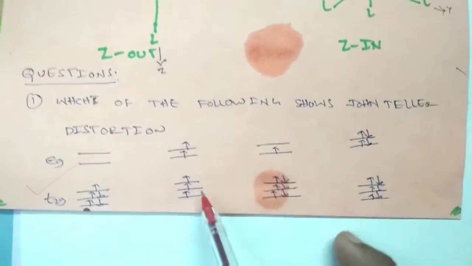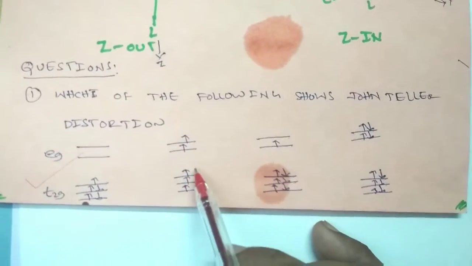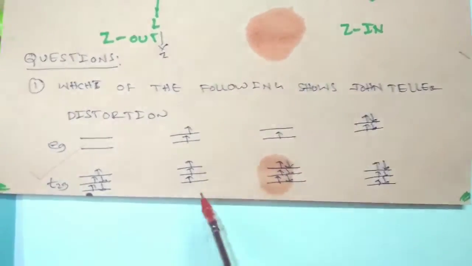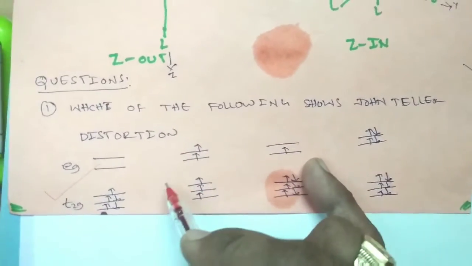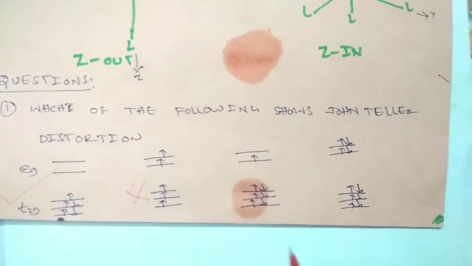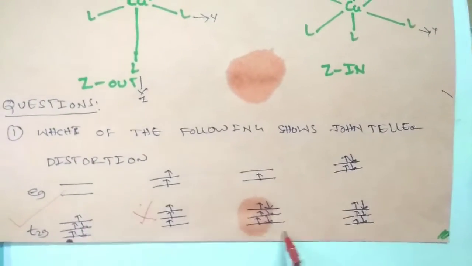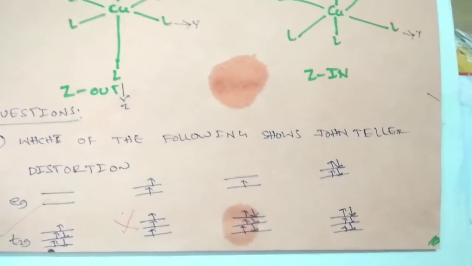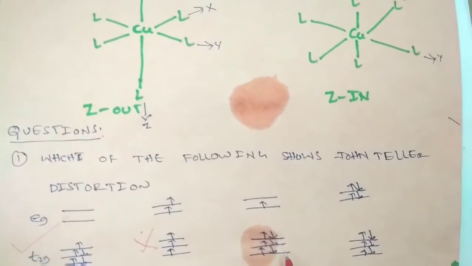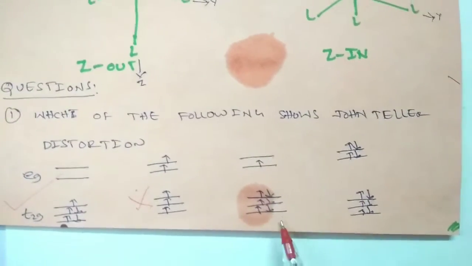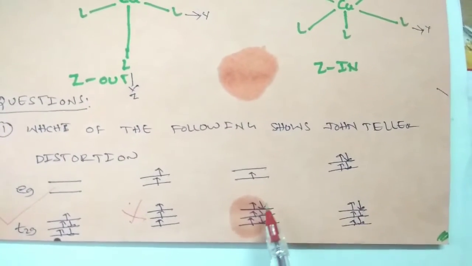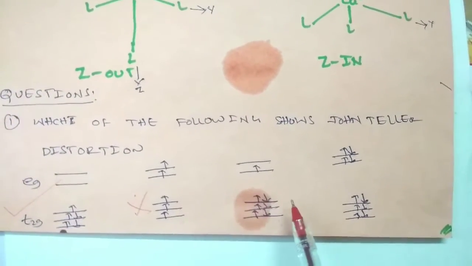So in this case, the t2g orbitals are filled with 3 electrons, and eg is filled with 2 electrons. Equal electrons are distributed. So this doesn't show Jahn-Teller distortion. Let's come here. The t2g orbitals are filled equally with electrons. So all t2g orbitals, each orbital is filled with 2 electrons.